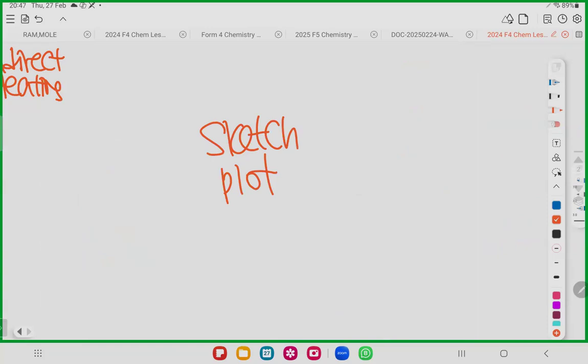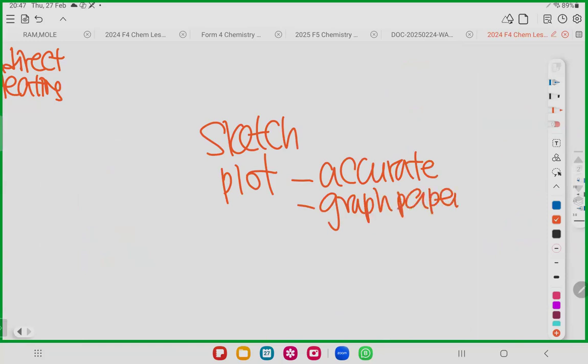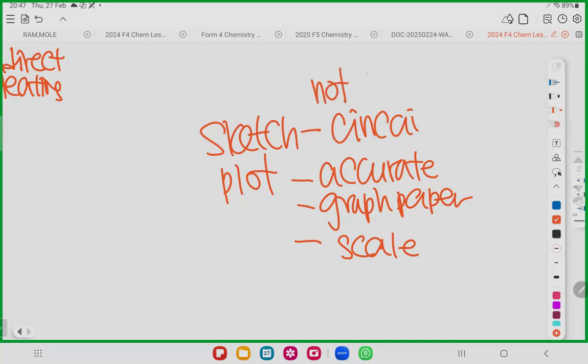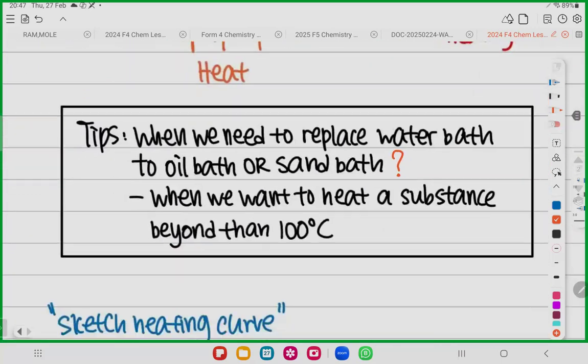What's the difference? Plot needs to be very accurate. Plot needs graph paper and needs to follow a proper scale, so you need to be very accurate. Sketch, no, everything is just very rough, very chin chai. The lines are not perfectly straight. Sketch is not particular. As long as the whole thing looks reasonable, it's okay. That is sketching.